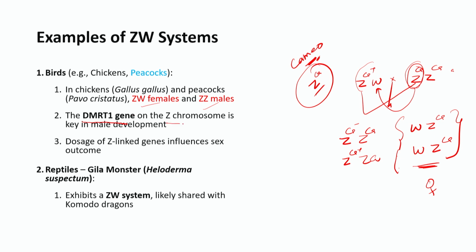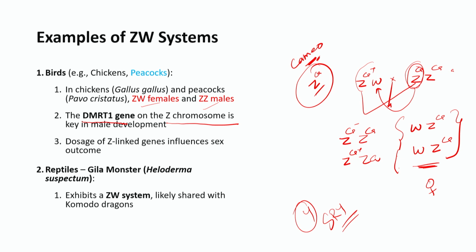This is a gene on the Z chromosome which is a key gene. You already know the SRY gene on the Y chromosome in case of human, or the DMRT1 gene on the Z chromosome in these males. And then doses of Z-linked gene influence the sex outcome. For the dosage compensation, we will discuss in detail in the last class, right?